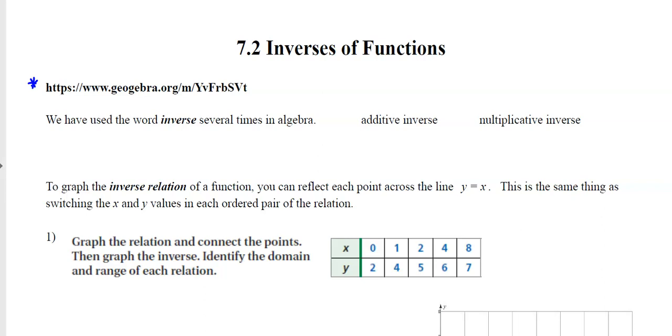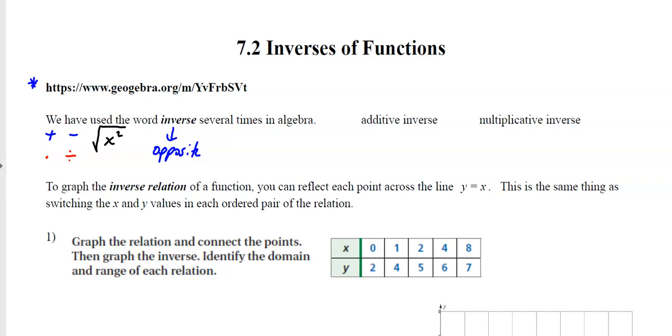But we've used this word inverse several times in algebra. Normally we talk about the inverse being the opposite. So the inverses are like addition and subtraction, multiplication and division. When you square something like x squared, the inverse of that would be to square root something. So it's something that undoes something else.